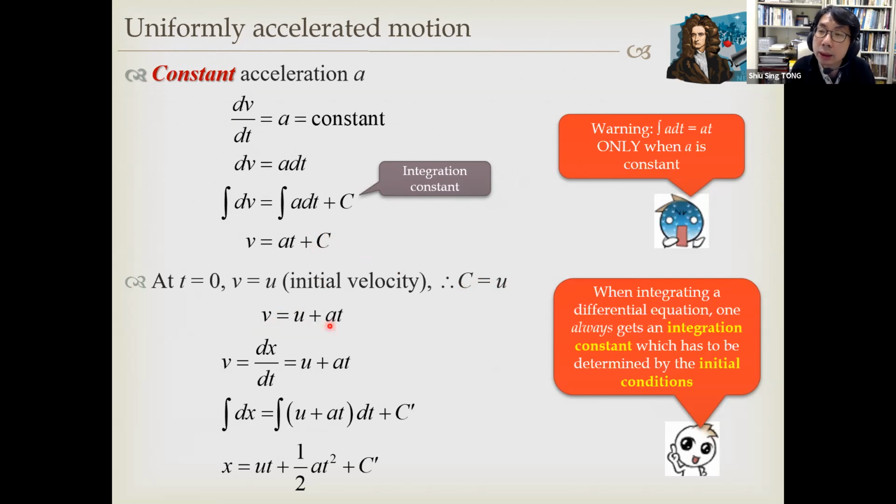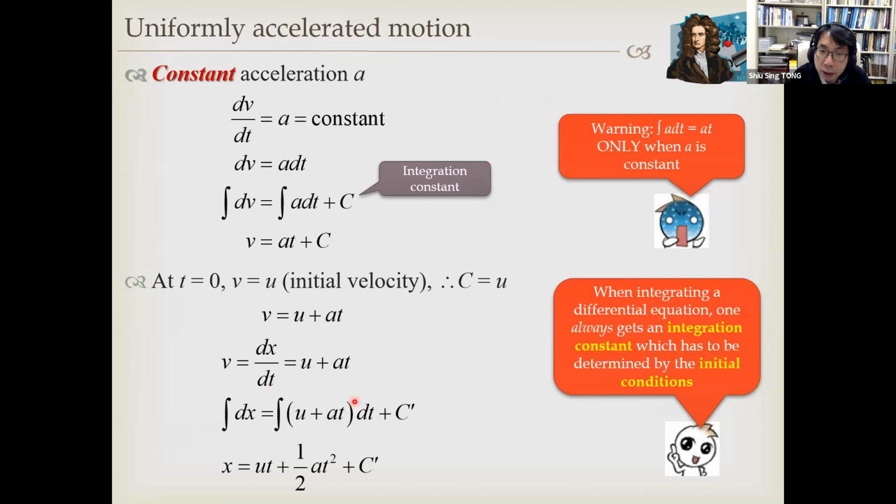Well, this is the simplest equation for the uniform accelerated motion: v equal to u plus at. You learned this in high school, right? Now we do another integration. Suppose v is dx/dt. The velocity is just the time derivative of the position, right? And so dx/dt is equal to u plus at.